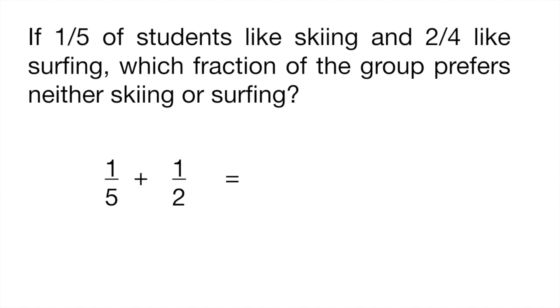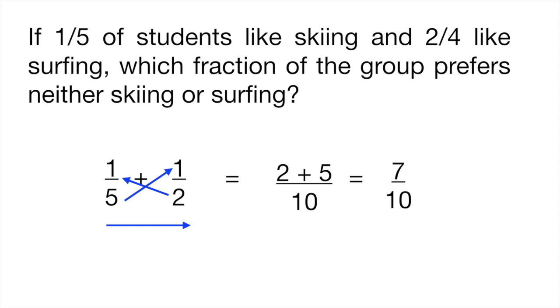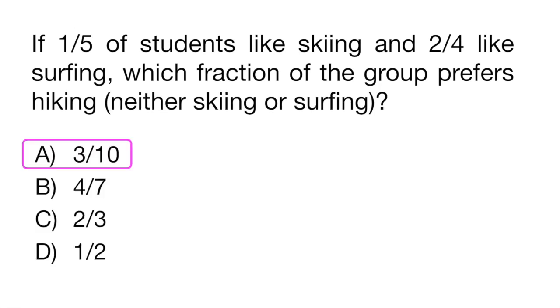First of all, if you use a method known as the bow tie method, what you do is you find a common denominator. And you do that by multiplying the two bottom numbers like that. So 5 times 2 would be 10. And then you do your little bow tie. So you would multiply 2 times 1, that gives you 2. And then 5 times 1, that gives you 5. So 2 plus 5 is equal to 7 over 10. Okay, so this is the fraction of students that like skiing or surfing. And then the fraction of students that prefers neither skiing or surfing would be 3 over 10. Okay, so your answer would be letter A.